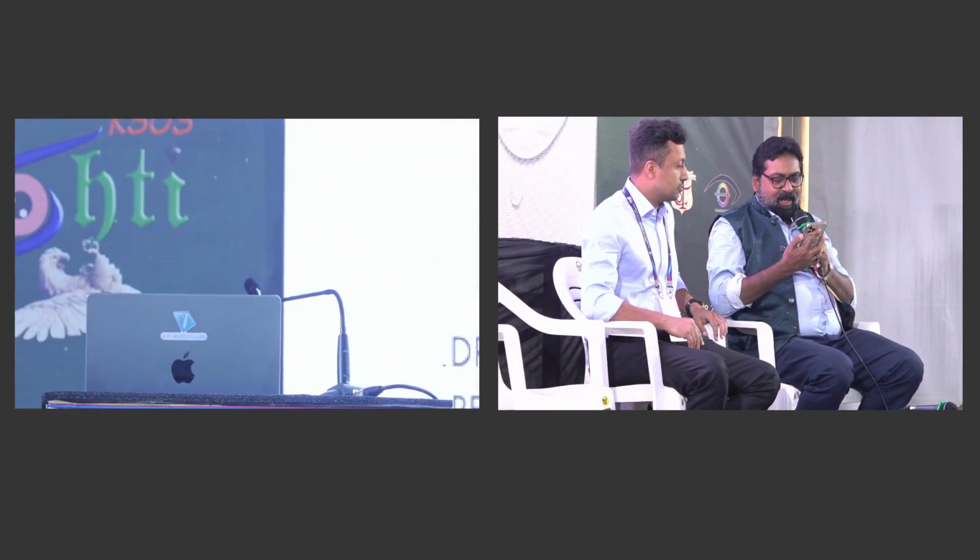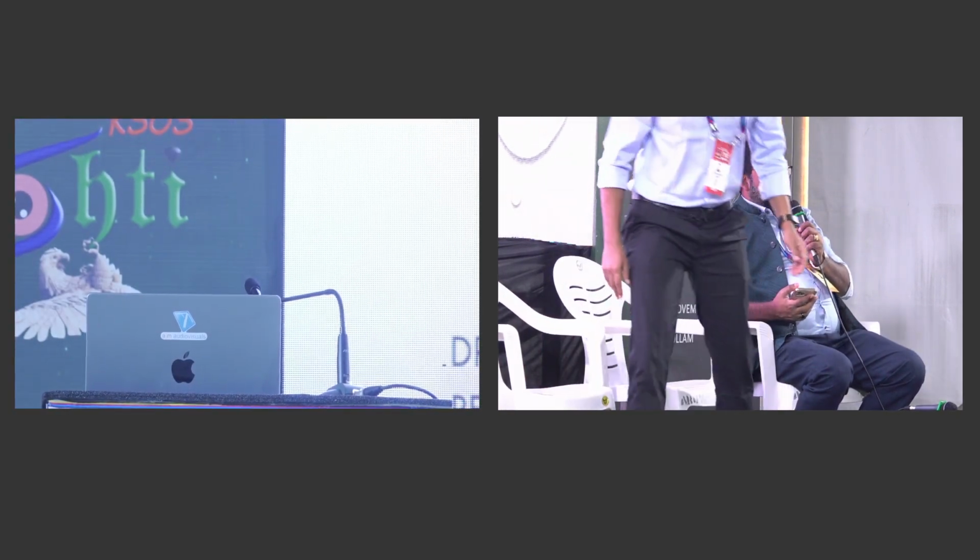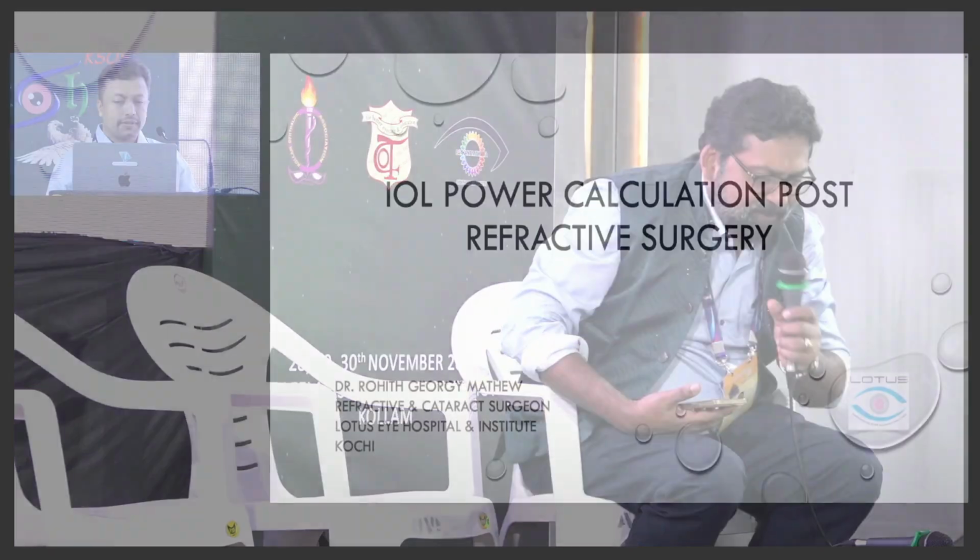Now we move on to Dr. Rohith George Mathew. In this era of refractive surgery, we will face many people who have undergone refractive surgeries, and also now cataract surgery has become a refractive surgery. So the importance of precise biometry cannot be overemphasized. Dr. Rohith is an established phaco-refractive surgeon working at the Lotus Eye Hospital, Cochin. Over to you, Dr. George.